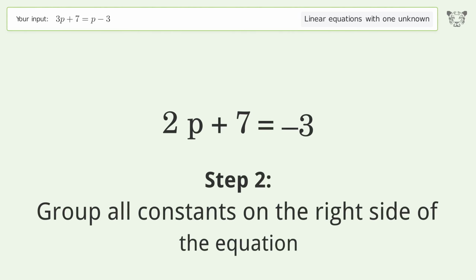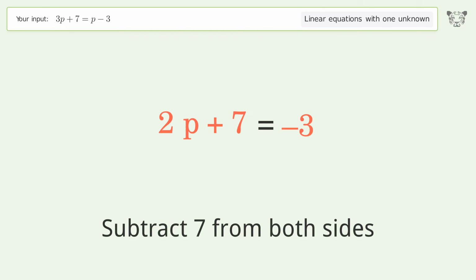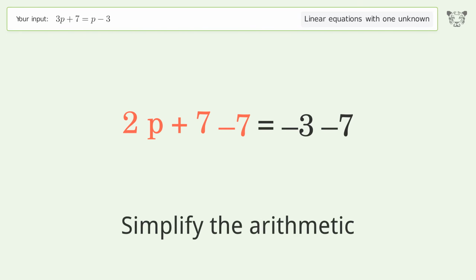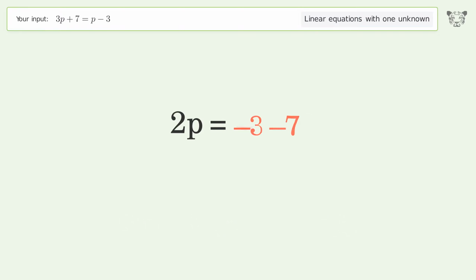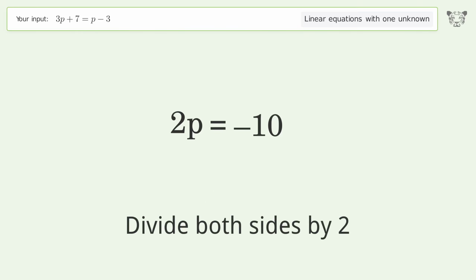Group all constants on the right side of the equation. Subtract 7 from both sides. Simplify the arithmetic. Isolate the p. Divide both sides by 2.